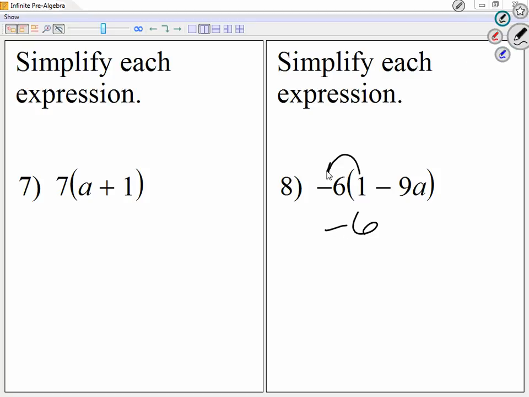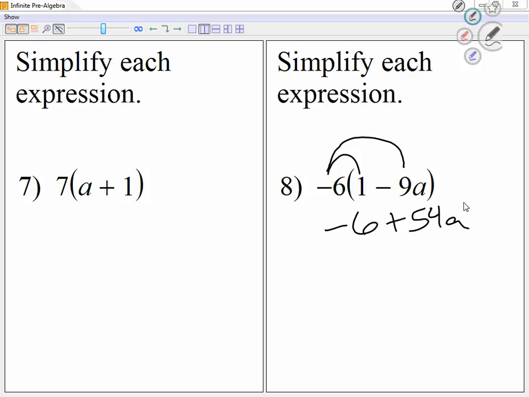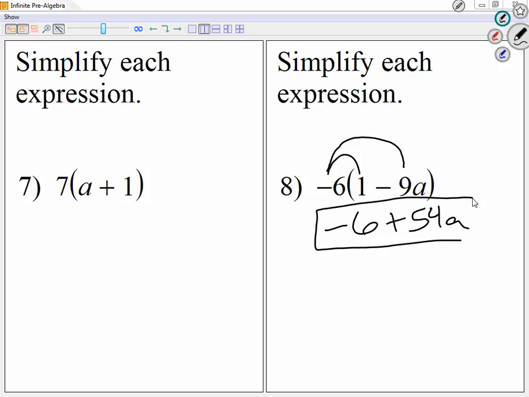But when I go negative 6 times a negative 9, I'm going to call this positive 54a. Once again, negative times a negative gave me a positive. All right. Any questions?